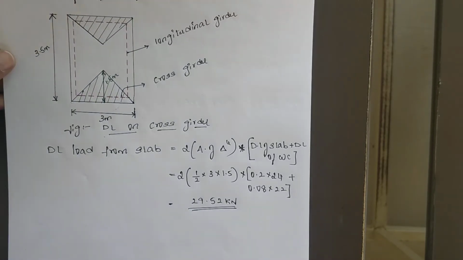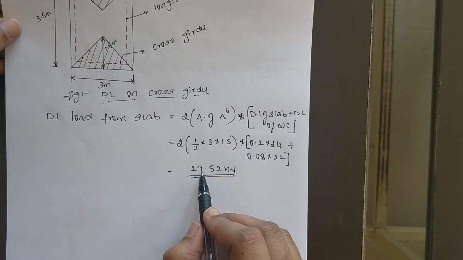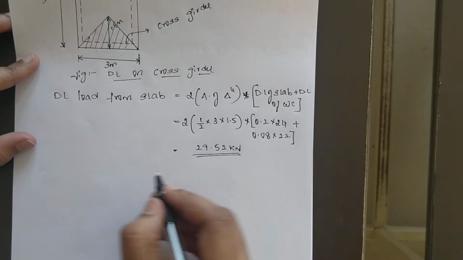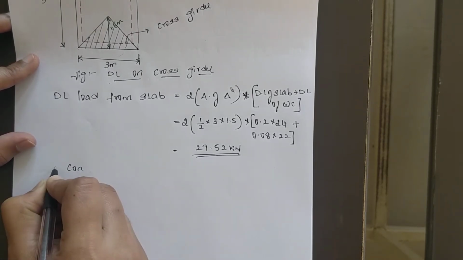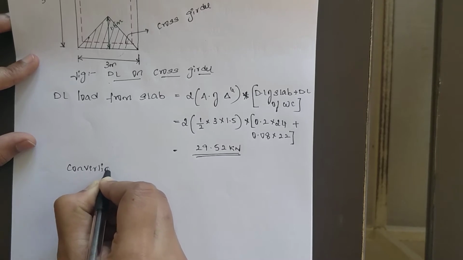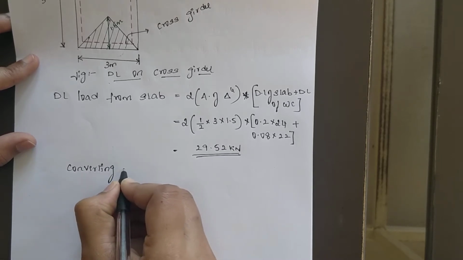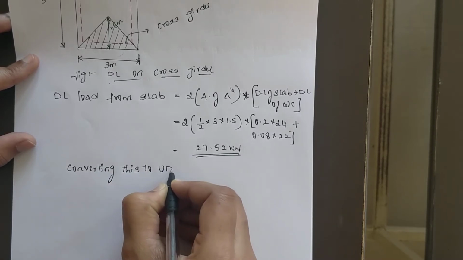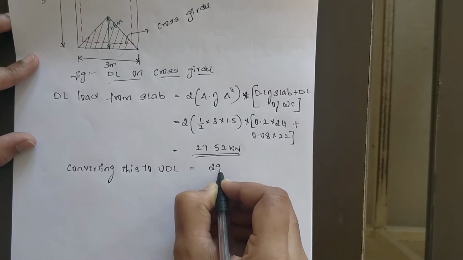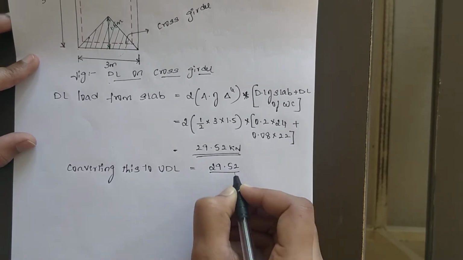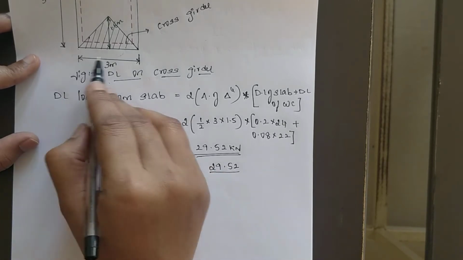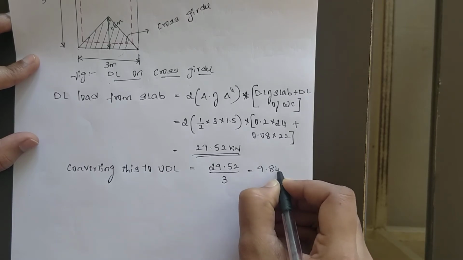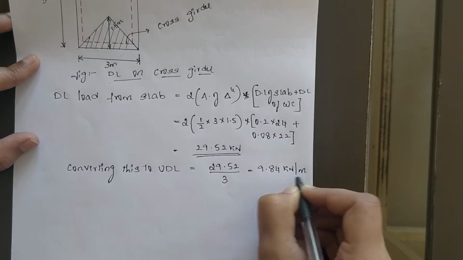Next you need to convert this load, the dead load, into the form of a UDL. Converting this to UDL, it will be equal to the dead load from the slab, that is 29.52, divided by the span. The span is 3 meter, then you will get 9.84 kilonewton per meter.